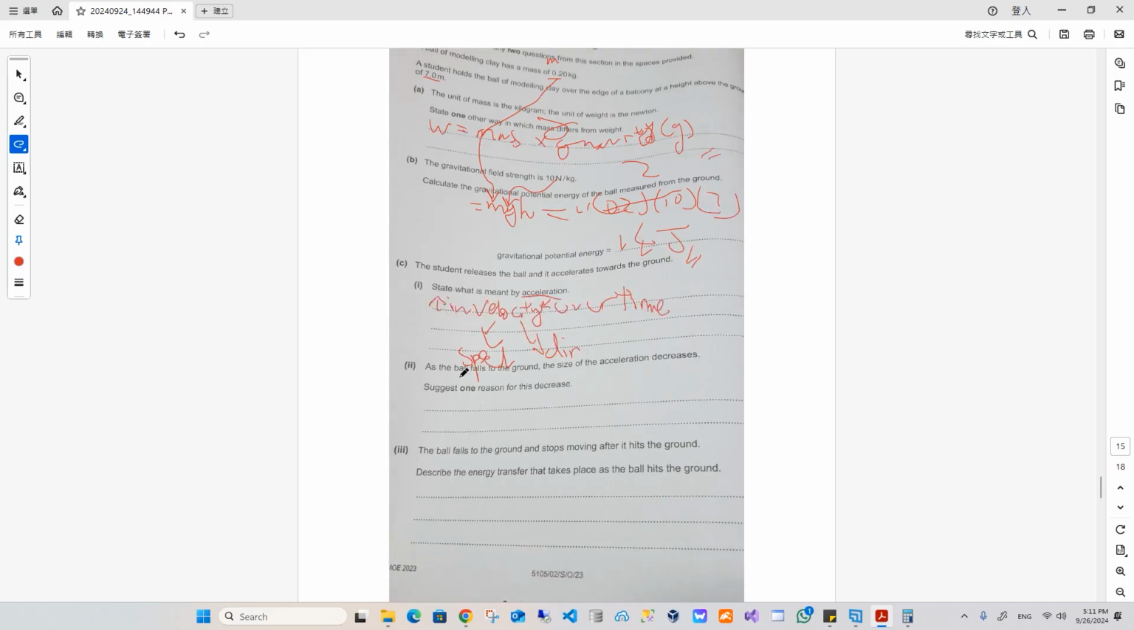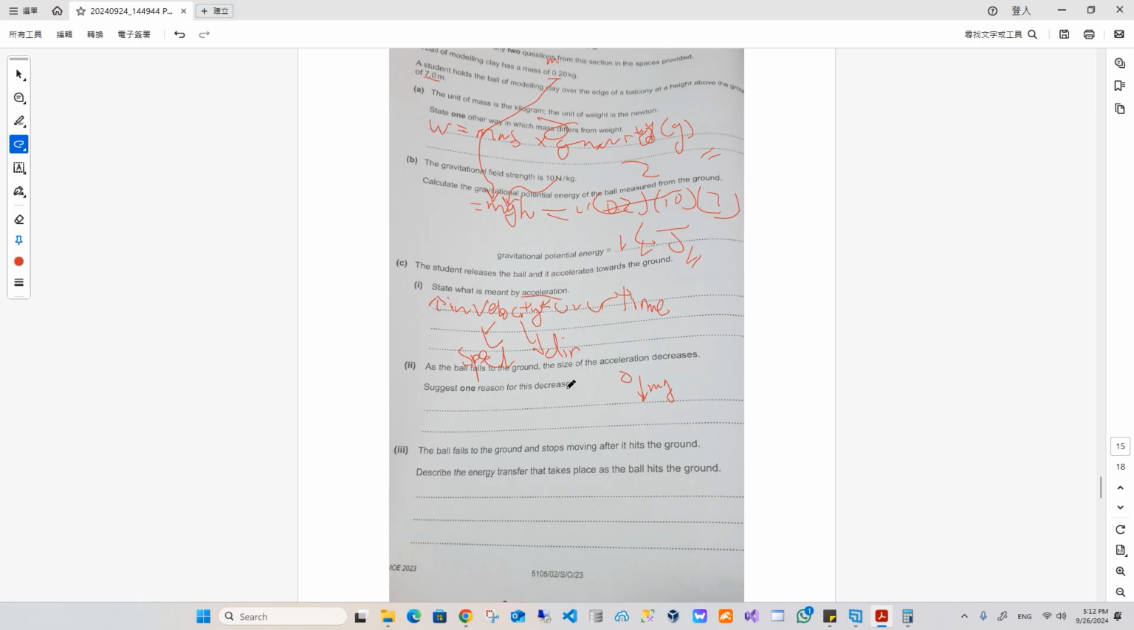As the ball falls to the ground, the size of the acceleration decreases. This is weird. State one reason. Suppose your ball falls to the ground, it's actually the weight mg, right? And there's no other force. If there's just purely mg, it will fall to the ground with a constant acceleration. Constant acceleration means your acceleration is constant. It's always 9.81, and then your speed will go faster and faster and faster until you smash on the floor.